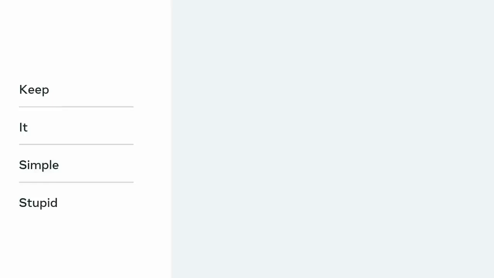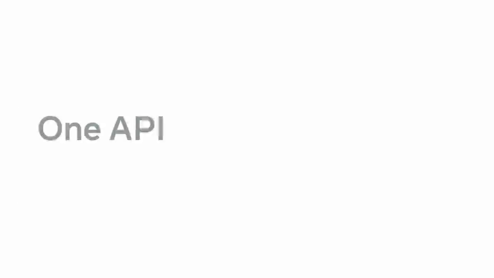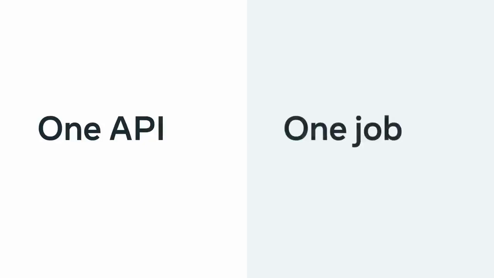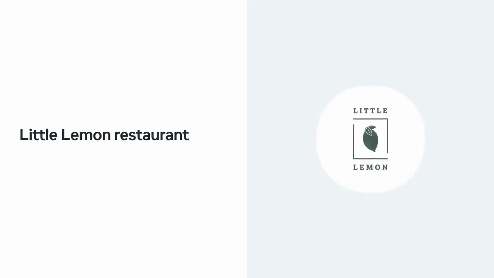What this means is that you shouldn't try to perform too many tasks with one API. A single API should do one specific job and do it well. For example, for the Little Lemon project, the manager needs to update the item of the day, and you want to make this easier for him by creating a new API.